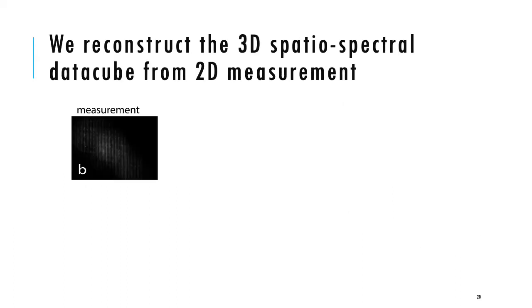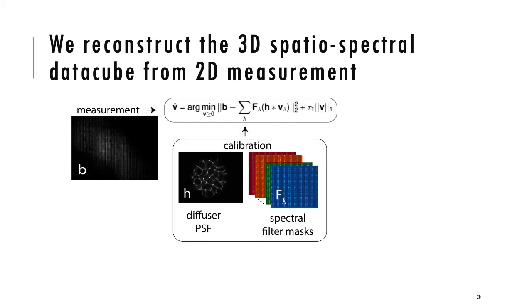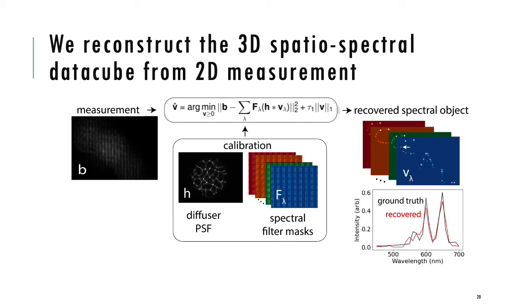So in summary, we need to reconstruct the 3D spatial spectral data cube that has more voxels than the pixels in our 2D measurement. We do this by feeding our measurement into our optimization problem along with some calibration data consisting of the diffuser's point spread function and the spectral filter array's patterns. After running the optimization algorithm for many iterations, we recover our spectral object.